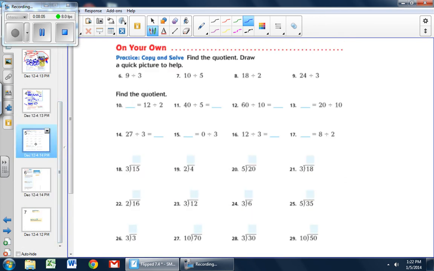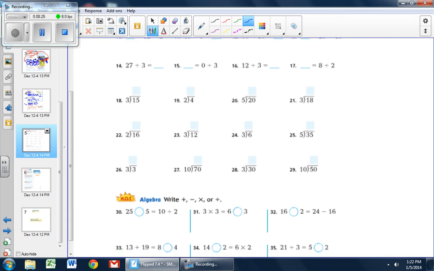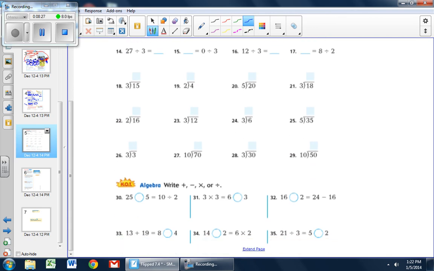Your next page, we're going to skip for right now. It's page 267. It wants you to copy and solve, find the quotient, draw a quick picture to help, and then find the quotient. And then on the bottom are your hot topics, where it wants you to write plus, minus, multiply, or divide in here to make this a true equal statement. So you're going to compare some equations. I'm going to skip that for right now so that we can go over some problem-solving ones together.